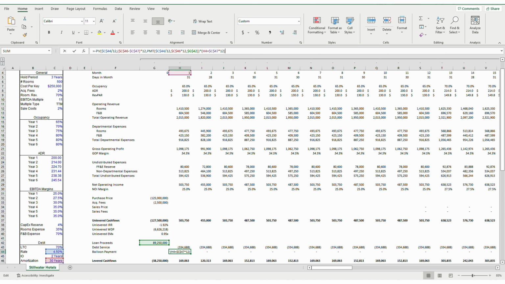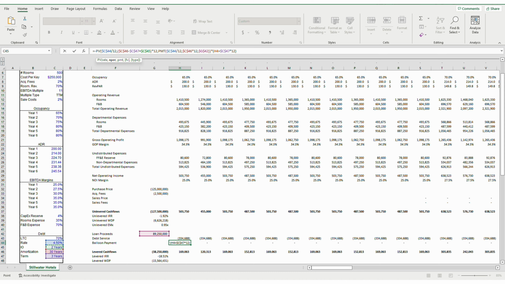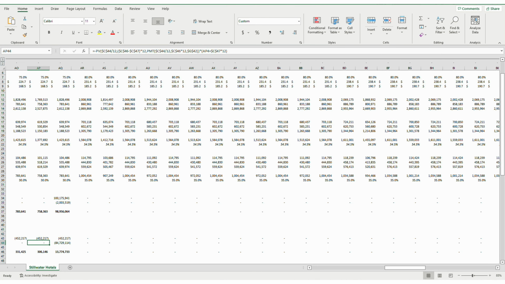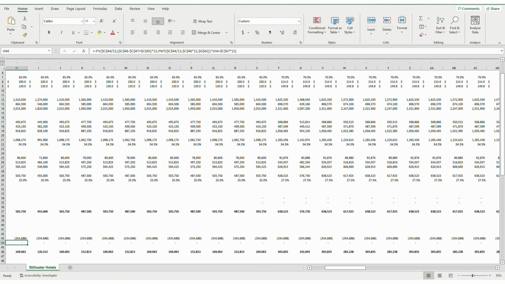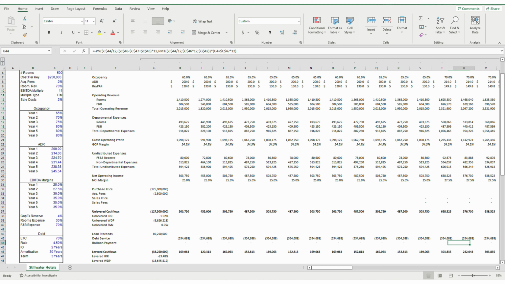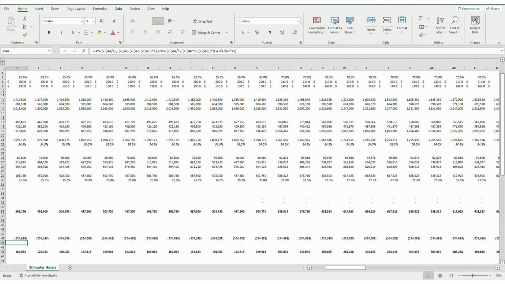So the formula currently calculates the amortization period as if there wasn't the 2-year IO period. So to fix that, I add the IO period so that the loan amortizes over 3 years. And as you can see, the balloon payment increases as we're amortizing over a shorter period.